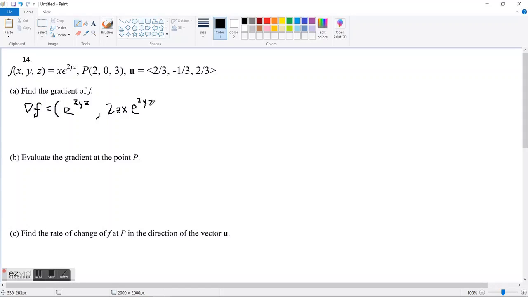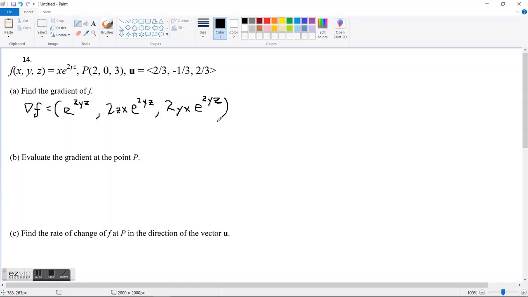And the third component is the partial of f with respect to z. And again, using the chain rule, that's going to be 2yx times e to the 2yz. There's our gradient of f.